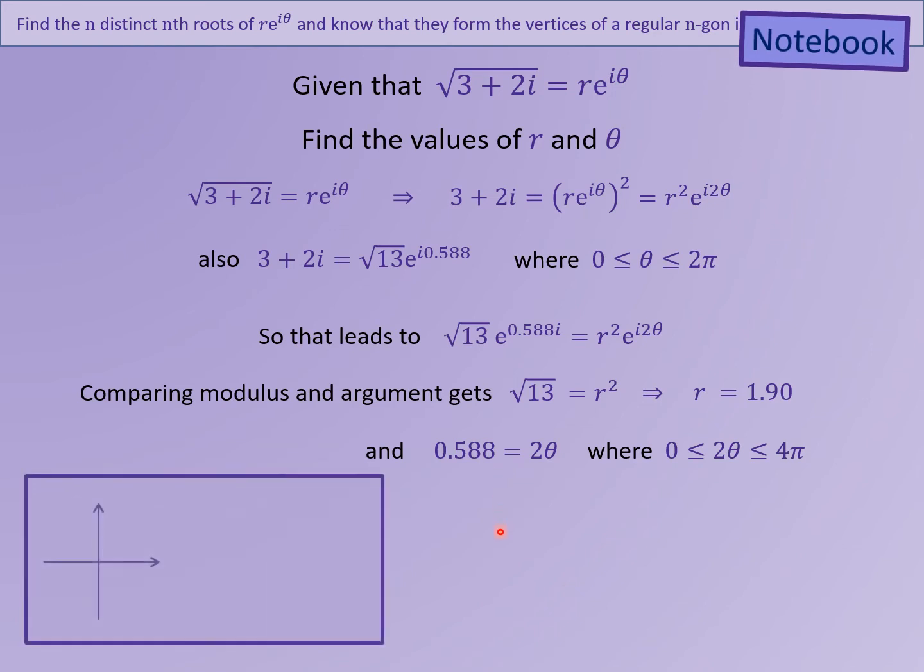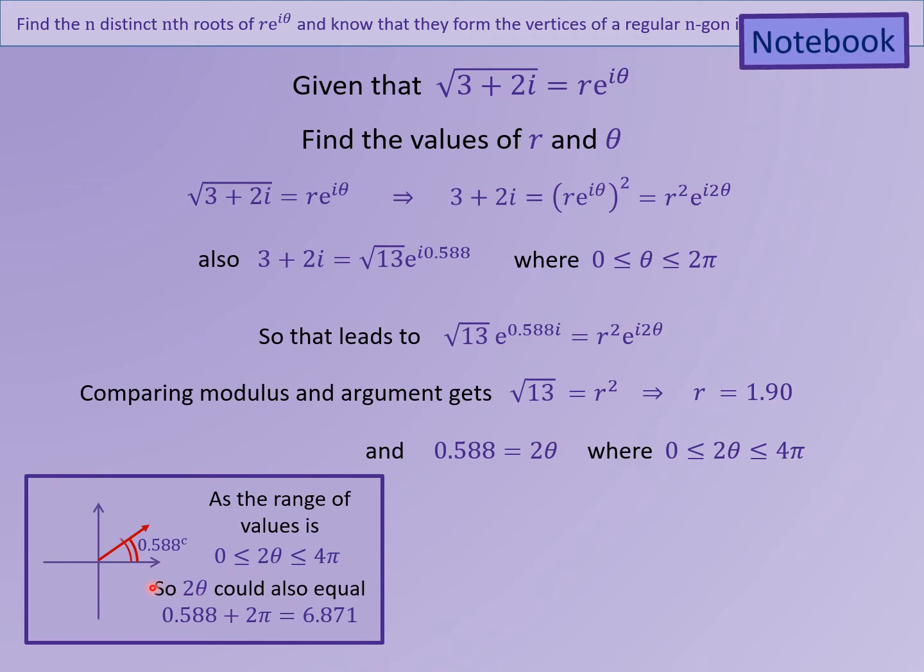So what does that mean then? Well, the first answer is just a graphical representation. So there you go, 0.588 is your first answer for 2 theta. But your other answer could be, because it's between 0 and 2 pi, all the way round to the other part. So to get that, all I need to do is add 2 pi.